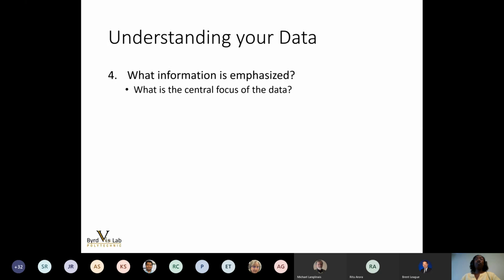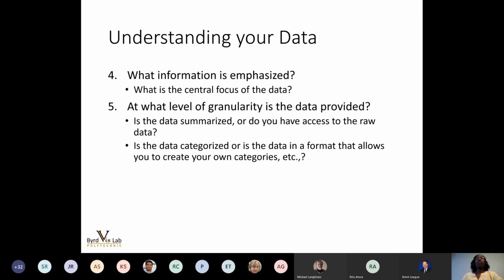What information is emphasized in the data? What is the central focus of the data? Because if you are working towards answering a specific question and you don't have the data that you need to address that specific question, then you will need to go and acquire that information, or you may have to change the questions that you're trying to answer. It just depends on what you have access to in the data.